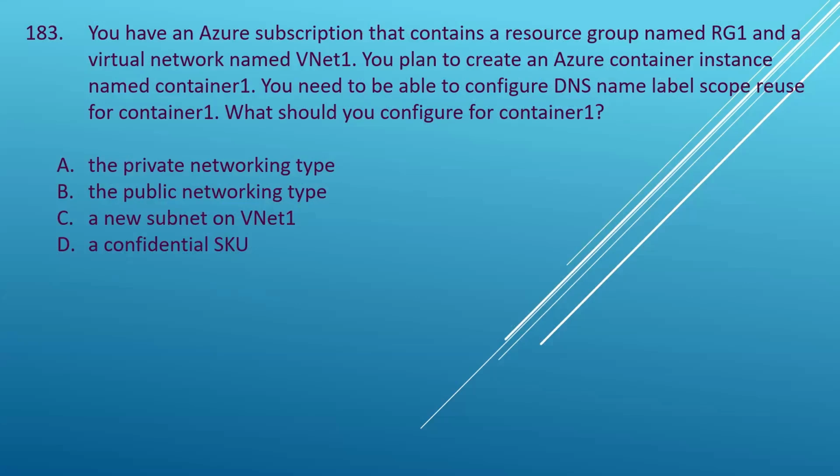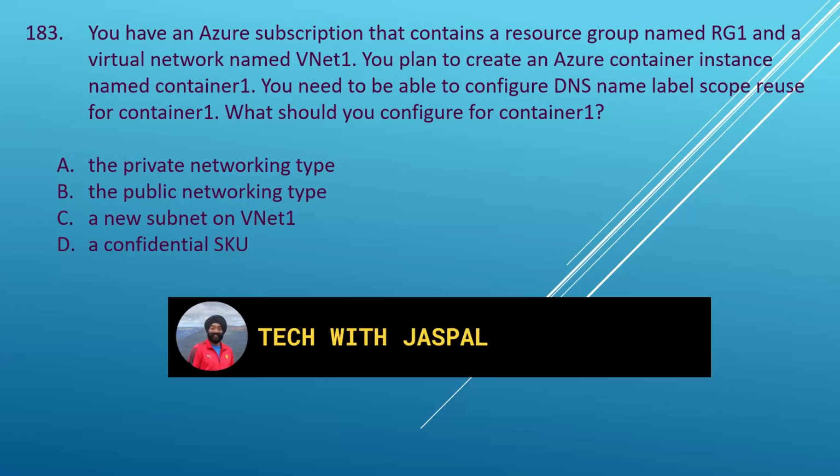Question number 183. You have an Azure subscription that contains a resource group named RG1 and a virtual network named VNet1. You plan to create an Azure container instance named container1. You need to be able to configure DNS name label scope reuse for container1. What should you configure for container1? And your options are the private networking type, the public networking type, a new subnet on VNet1, a confidential SKU.